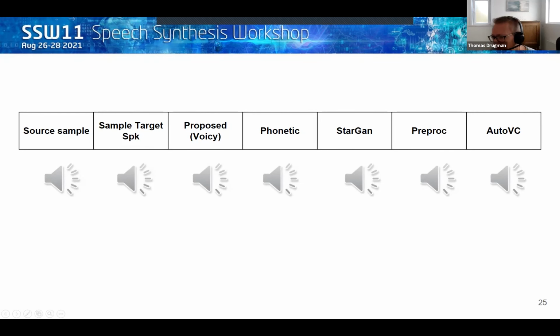All right, so I guess you notice significant artifacts in the 3 baselines, while VoiceY seems to perform well, at least in this scenario of reverberation.